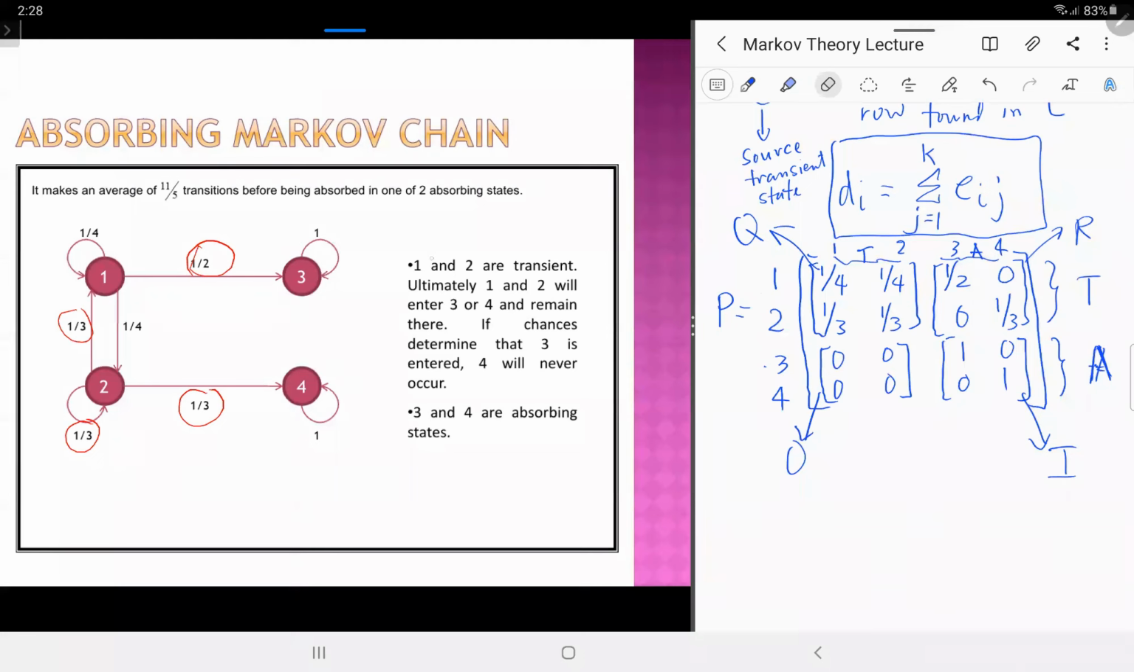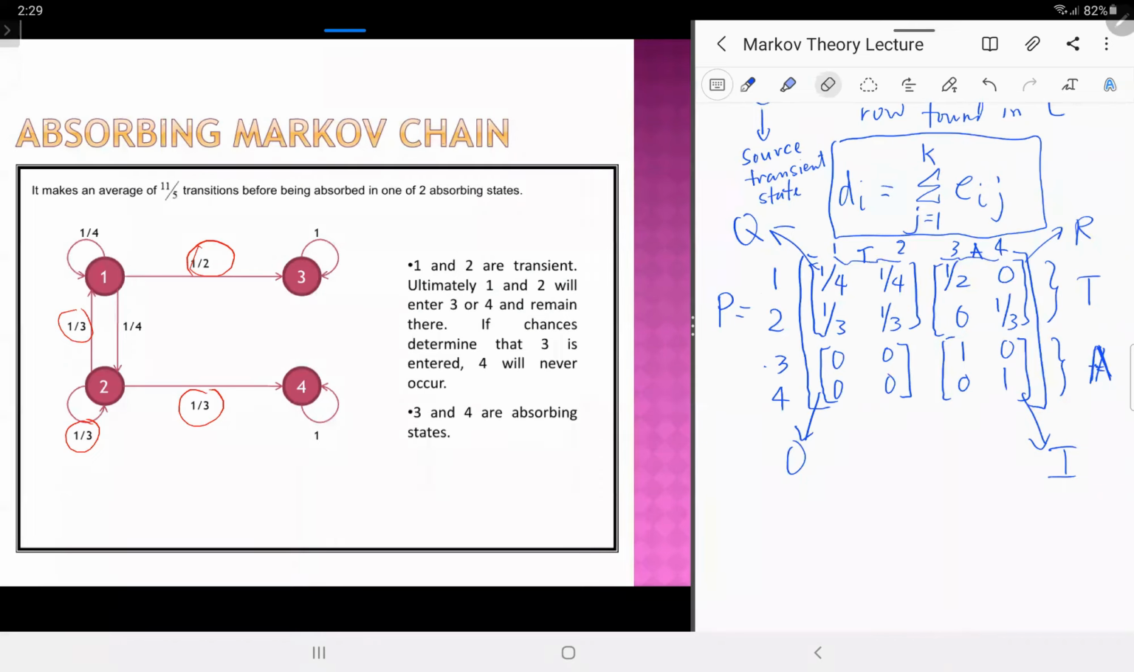If you look at the description on the right side, 1 and 2 are transient. Ultimately, 1 and 2 will have to enter 3 and 4, and when they do, they will never be able to go back to 1 and 2. They will be absorbed in 3 and 4. So if chance determines that 3 is entered, then it will never have the chance to go to absorbing state 4. 4 will never occur.